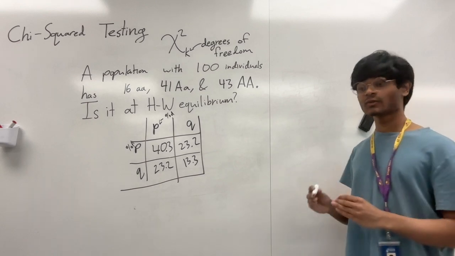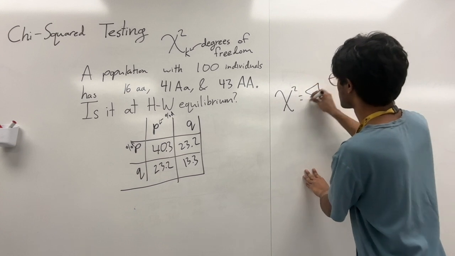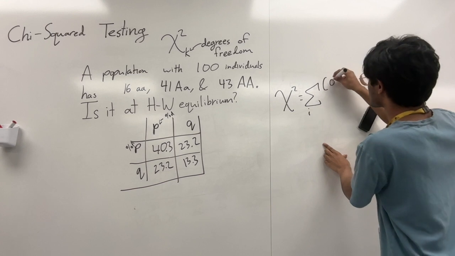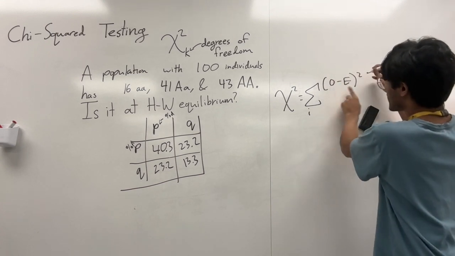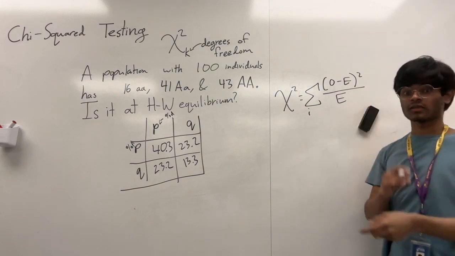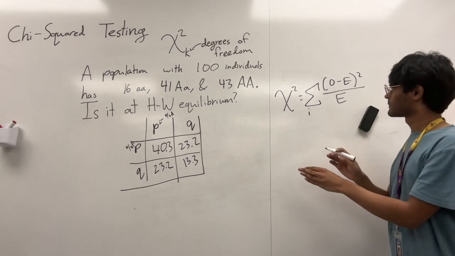We know that our chi-squared statistic is the sum over all of our observations of our squared errors divided by our expected values to normalize it. So let's calculate it for all of these.